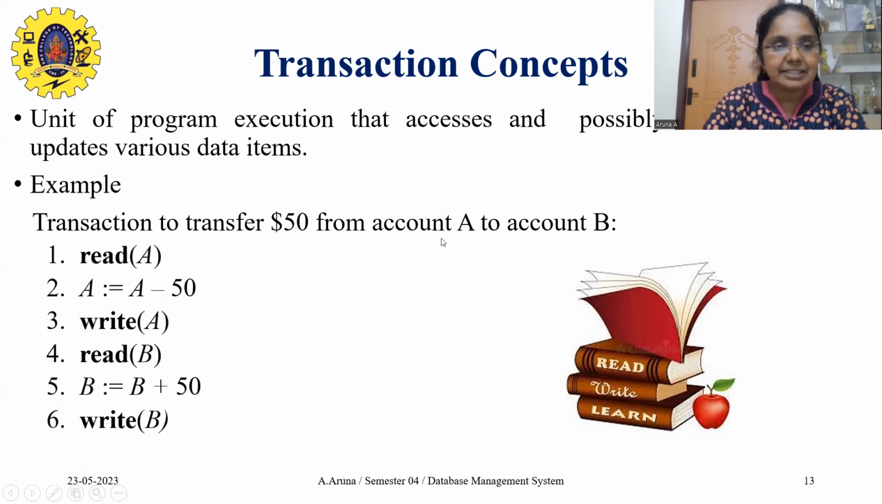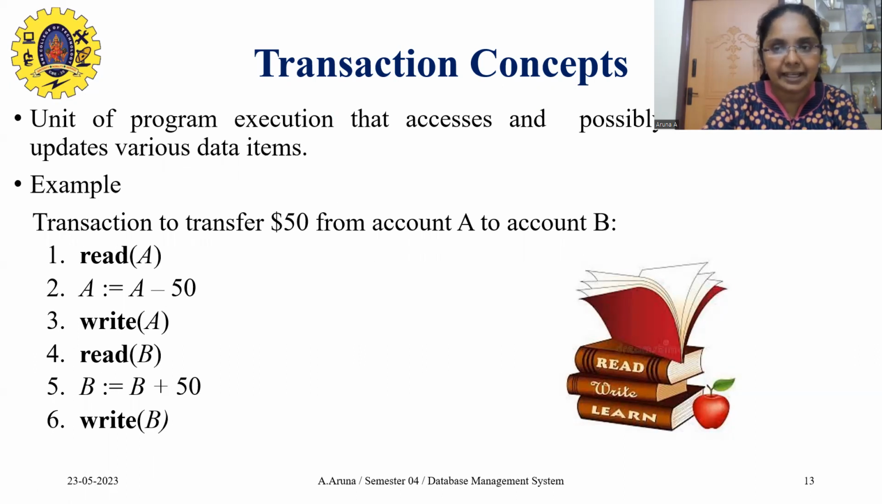For example, this is the first example. How can the operation be applied? First, we have to read account A, that is, open account A. After reading the data, I have to debit 50 from that account, so A equals A minus 50. After debiting, it will write that data back to the account, so we use write A.